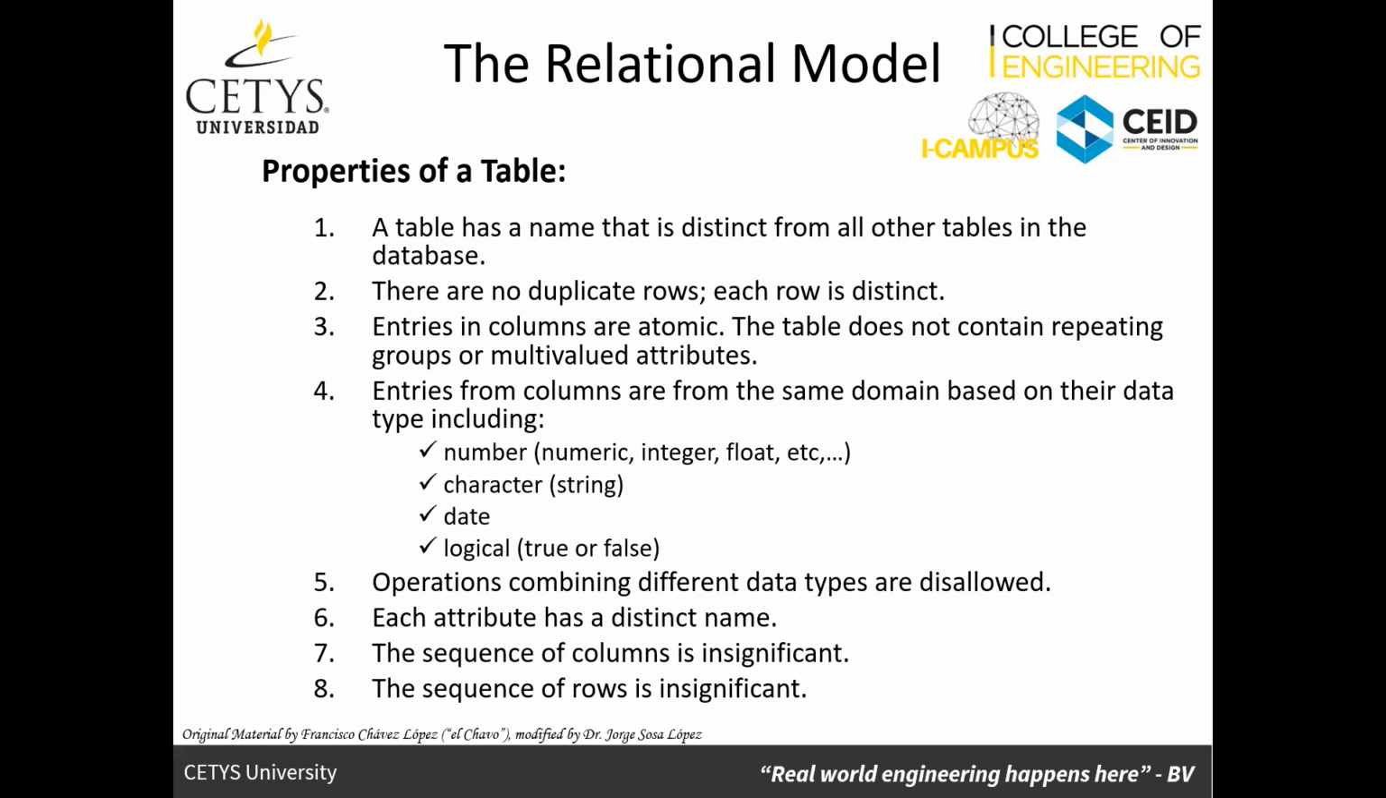All of our attributes or fields have to have a distinct name. So we shouldn't have a table with an attribute with a certain name and then, on the same table, another attribute that has the same name. They have to be distinct. Number 7 and number 8 are really important. Just remember those so you guys don't get confused.